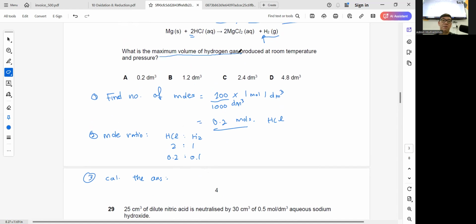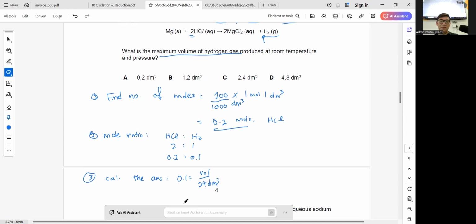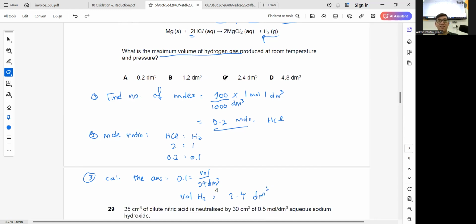You're supposed to find the maximum volume of hydrogen gas. There's a formula to find volume of a gas. n equals volume over 24 dm3. That is correct. So you have n, which is 0.1, equal to volume over 24 dm cube. So the volume of hydrogen gas is then 2.4 dm cube, and therefore C is the answer. And that is how it's done.